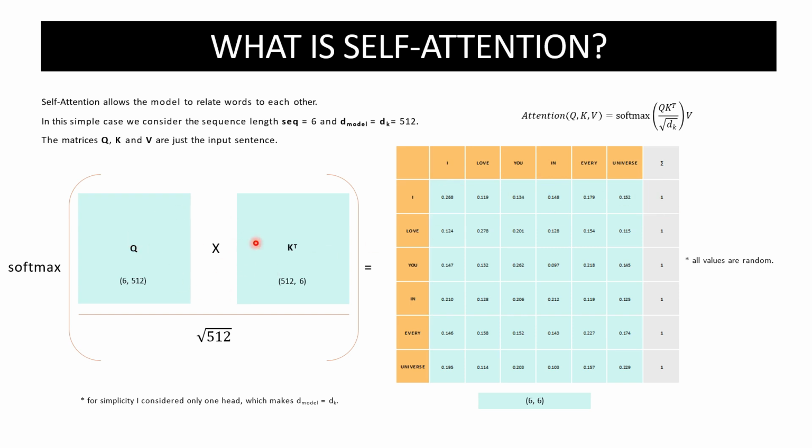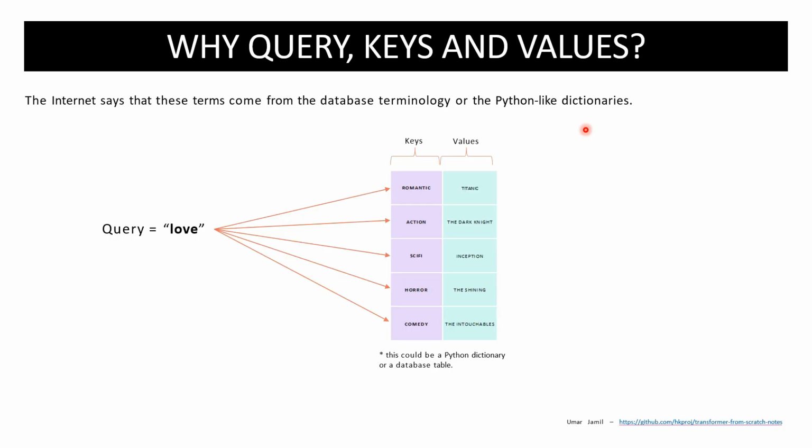This is called the Q, the K, and the V. Now the question is, sir, what are the Q, K, and V in self-attention? So why query, key, and values? The internet says that these terms come from database terminology or the Python-like dictionary. In the Python dictionary, we have the key and value pair, just like the Python dictionary that you can see here.